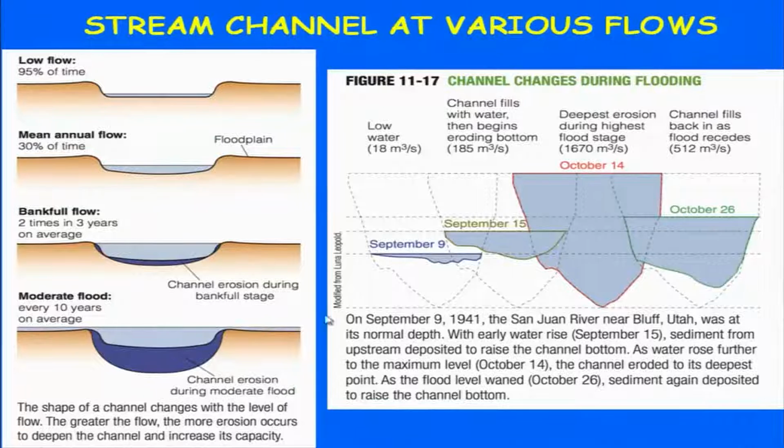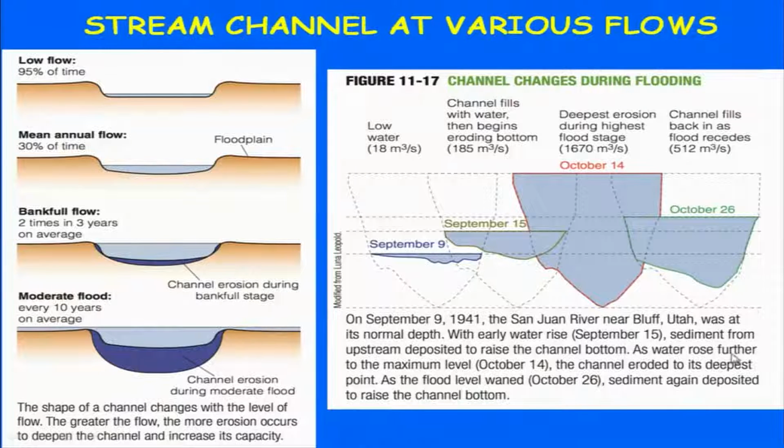And this is an example of the San Juan River near Bluff, Utah, which shows that at different stages the shape as well as the depth of the channel changes. On September 9, 1941, the river had the normal depth. With early water rise during 15 September, sediment from upstream deposited to raise the channel bottom. So the channel bottom was raised because of the greater supply of sediment.